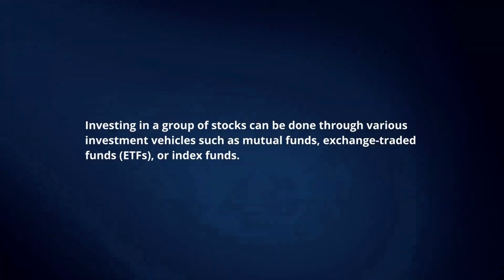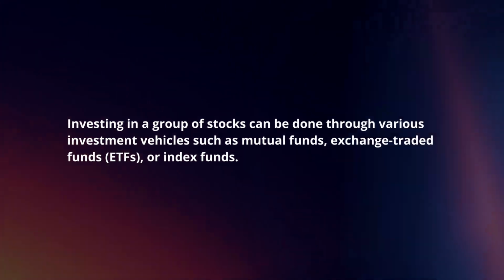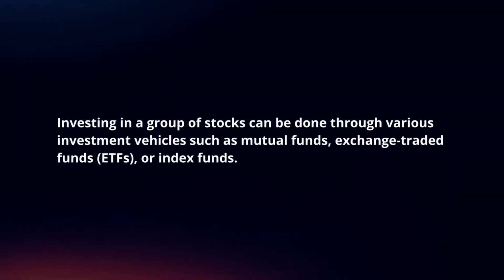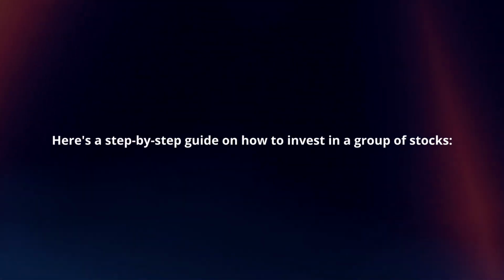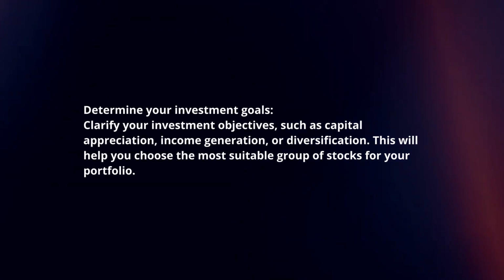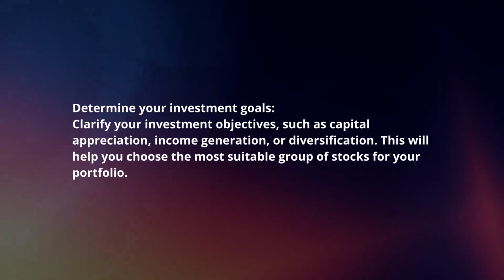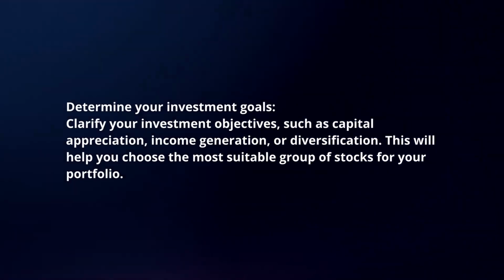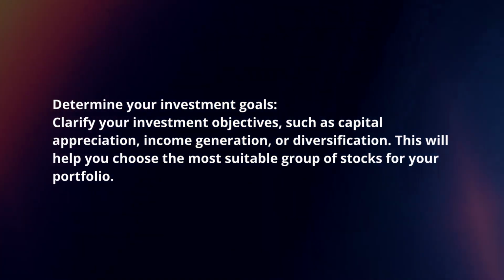Investing in a group of stocks can be done through various investment vehicles such as mutual funds, exchange-traded funds, or index funds. Here's a step-by-step guide on how to invest in a group of stocks. Determine your investment goals. Clarify your investment objectives, such as capital appreciation, income generation, or diversification. This will help you choose the most suitable group of stocks for your portfolio.